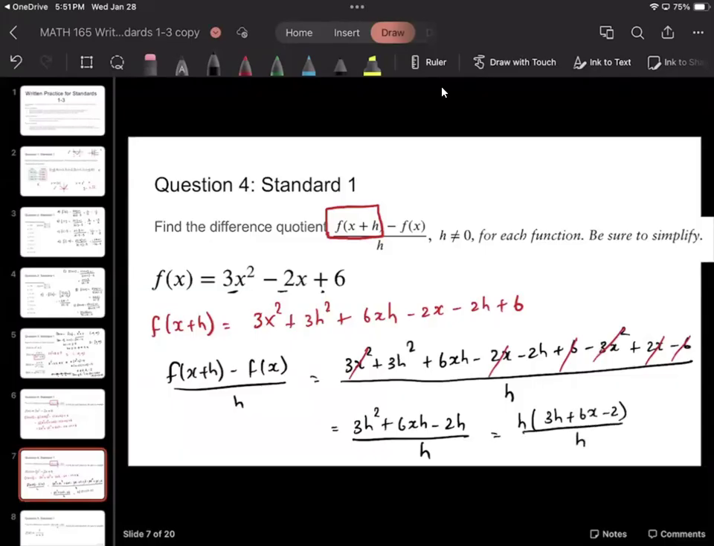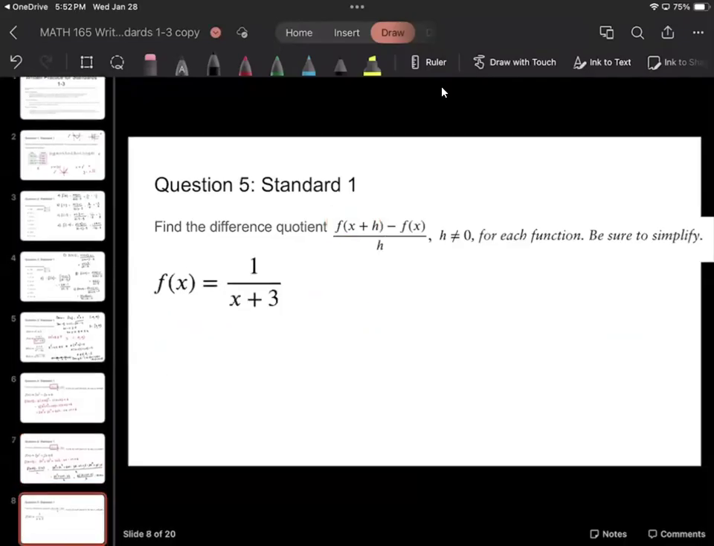So I take the h out of the 3h squared, I'm left with 3h, then plus 6x minus 2. So now at this point, I can cancel this. So my resulting answer will be this. Okay.